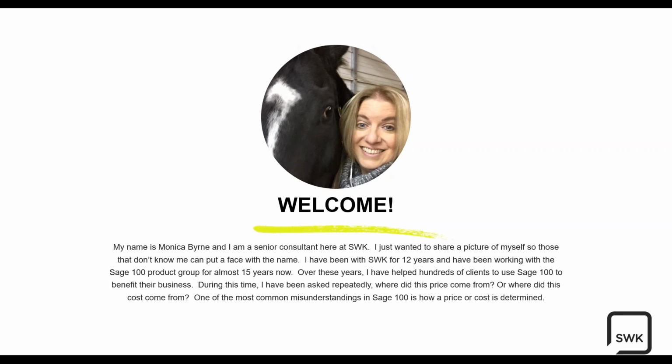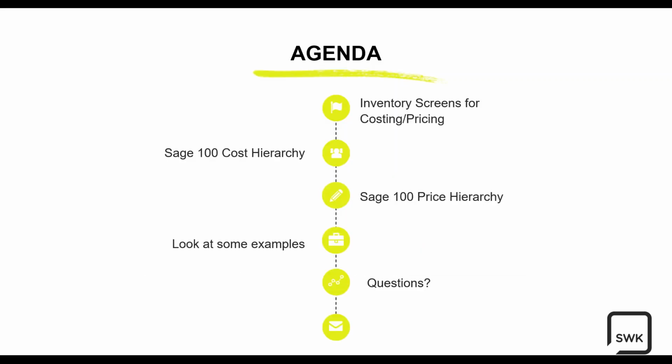So on the agenda today, we're going to talk about the inventory screens for costing and pricing. We're going to talk about the Sage 100 cost hierarchy and the Sage 100 price hierarchy. So costing, we're talking on the purchase order side or on the vendor side, where is the cost determined? And on the pricing side, we're talking about on a sales order, what's the price our customer is going to get? What are we selling it for? We're going to look at some examples, like I said, and then we're going to have some questions.